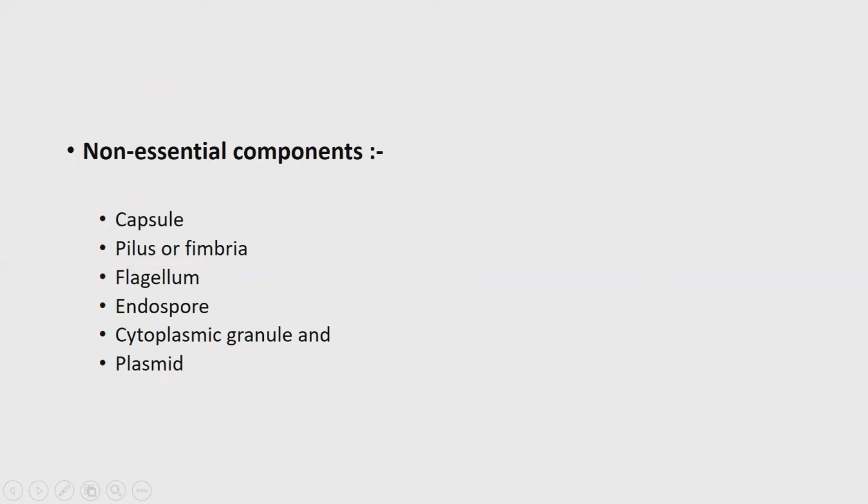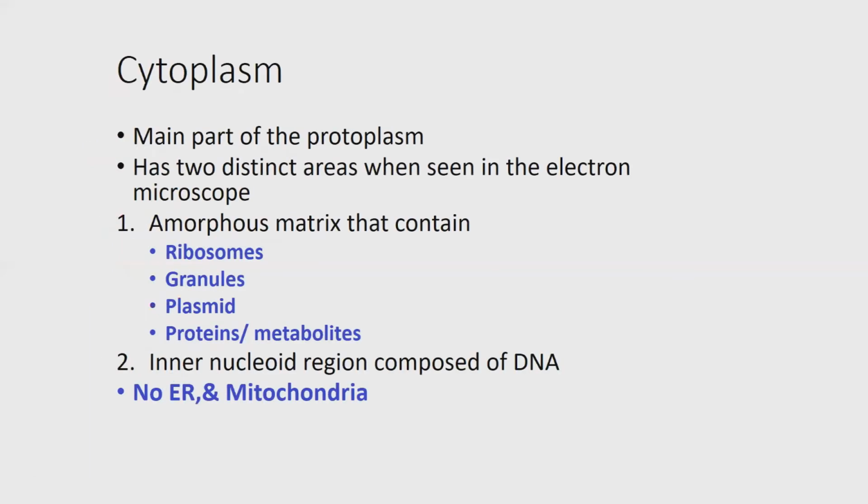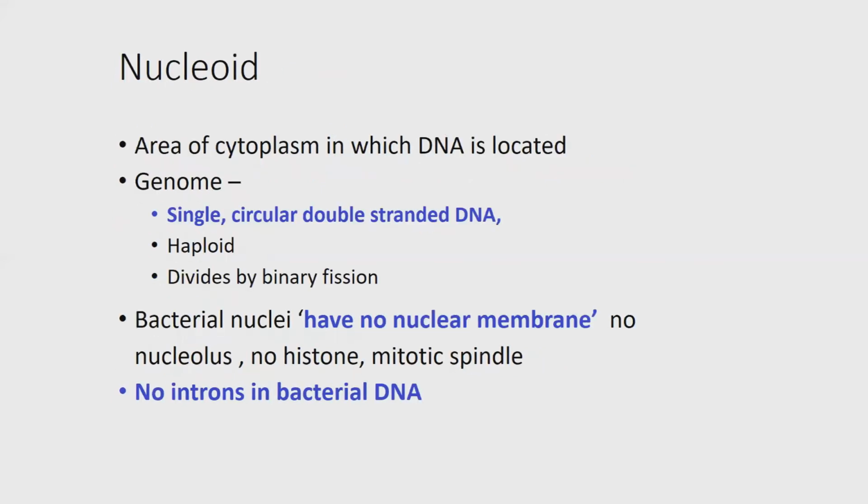And the non-essential components, that are not important for survival, are, for example, the capsule, the fimbriae or pilus, flagellum, endospore, the granules, and the plasmid. The cytoplasm is not very different from our cytoplasm, so I'm not going to go into much detail. They do not have endoplasmic reticulum or mitochondria, as we said before in the case of bacteria. So let's move on to the nucleoid.